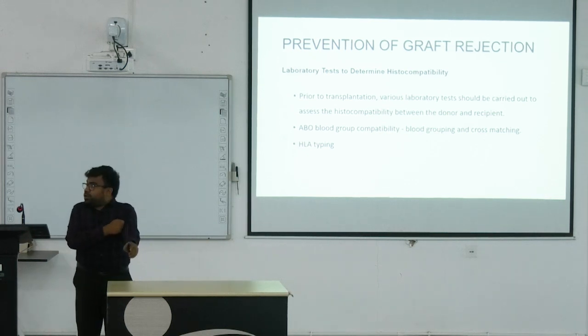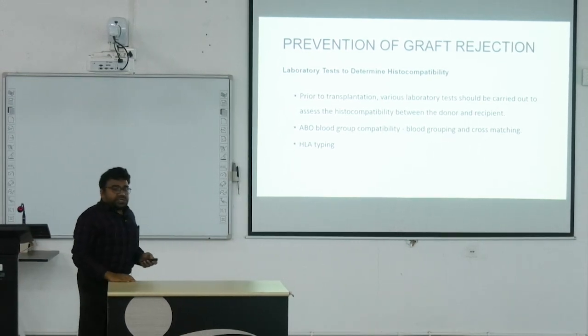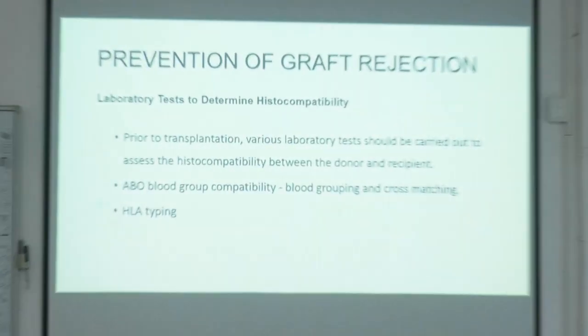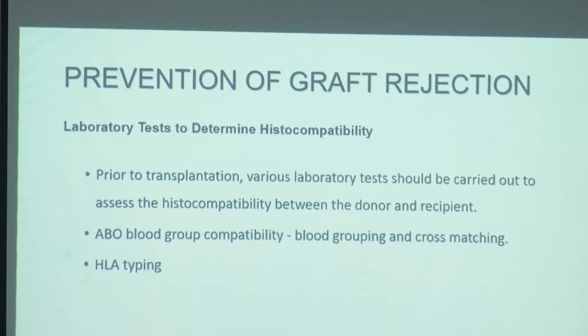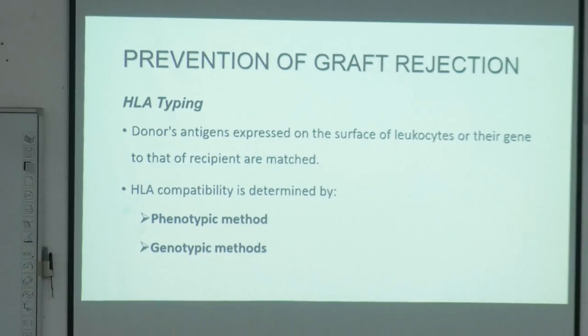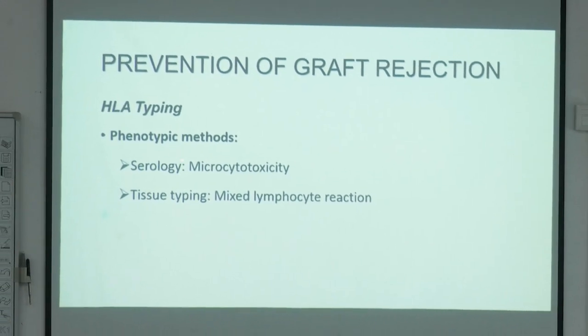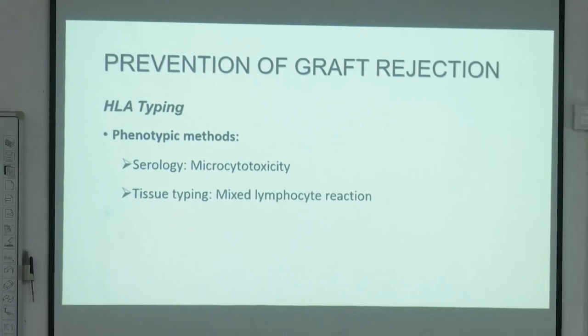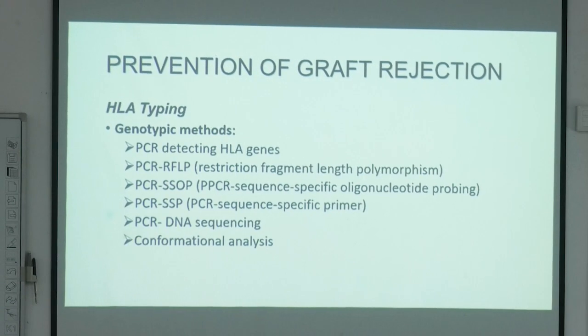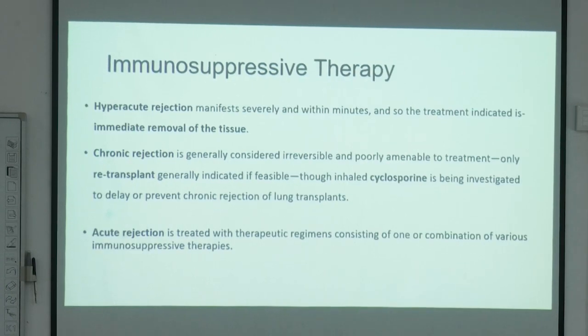Now coming to the important question, how can we prevent graft rejection? Very commonly, if you test for ABO incompatibility and if you test for HLA incompatibility, you can avoid hyperacute rejection. HLA typing can be done by phenotypic or genotypic method. There are many phenotypic methods like microcytotoxicity or mixed lymphocyte reaction. Don't get into the details, just remember two types of typing should be done, ABO compatibility typing and HLA typing. That should suffice. And it can also be done genotypically.